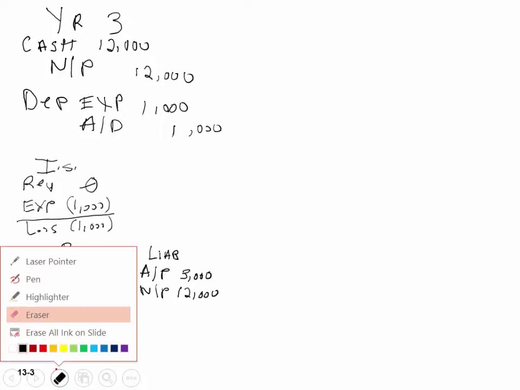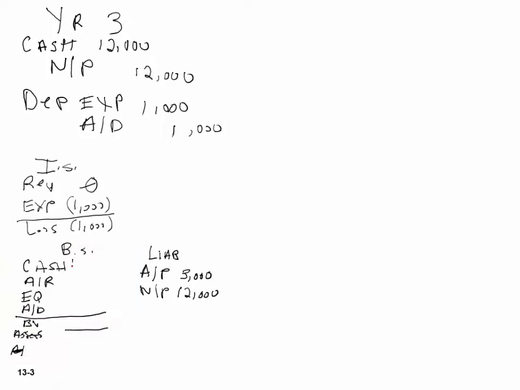But okay, so what happens? Cash is how much? 13,000. Accounts receivable is? 2,000. Equipment is 3,000 with accumulated depreciation of 1,000, and that gives me a book value of 2,000. So my total assets here are what? 17,000. Okay, thank you. My liabilities are so far what? 15,000. And then when I report my retained earnings and my stockholders' equity, that's still what, 4,000? I mean, 2,000?